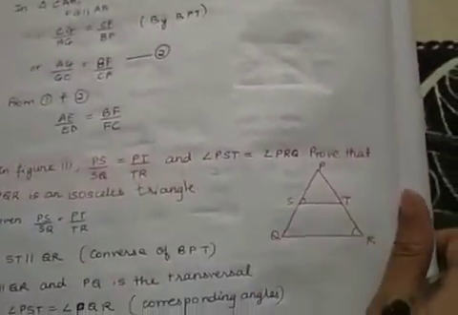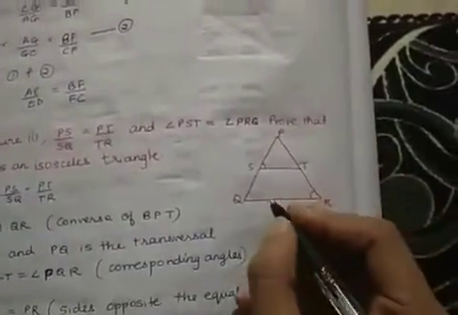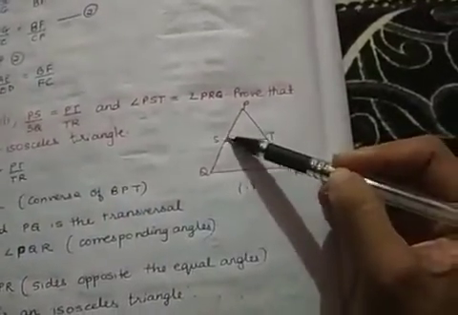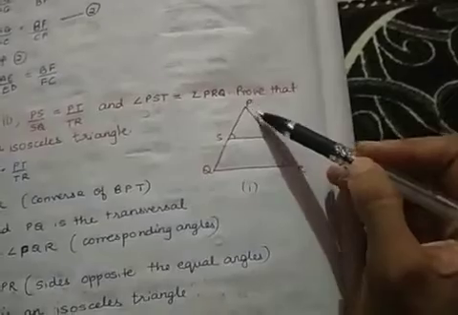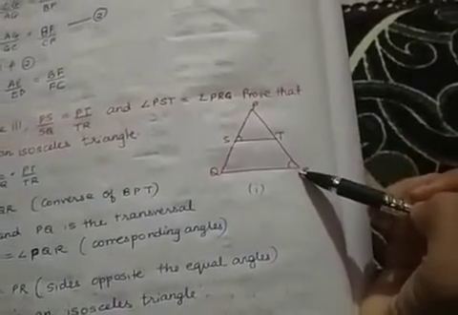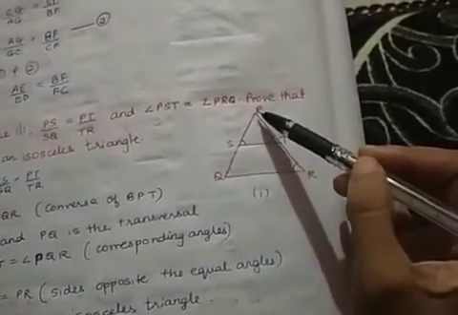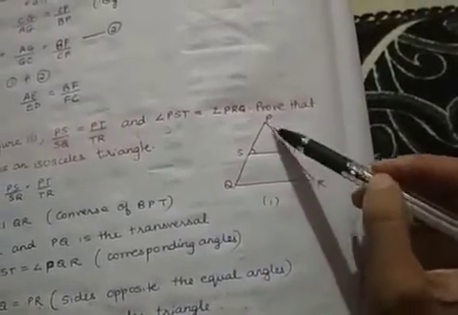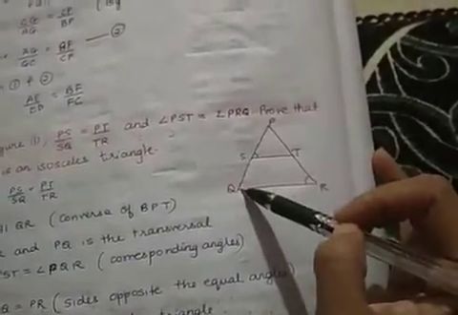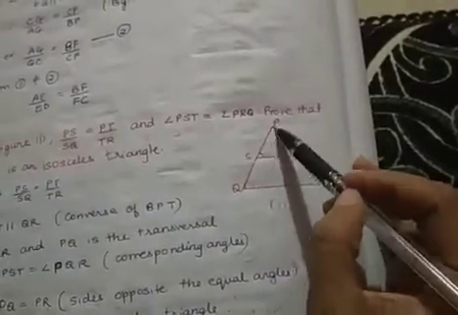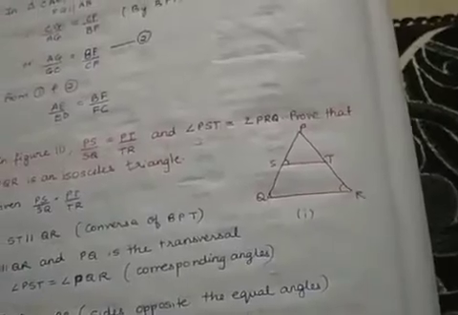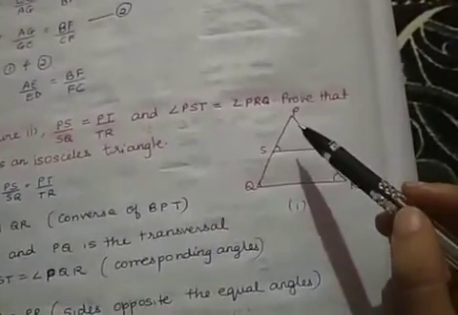In figure 1, and this is your figure 1, PS upon SQ is equal to PT upon TR, and it is given that angle PST is equal to angle PRQ. You have to prove that PQR is an isosceles triangle. So first let us write down what is given to us.